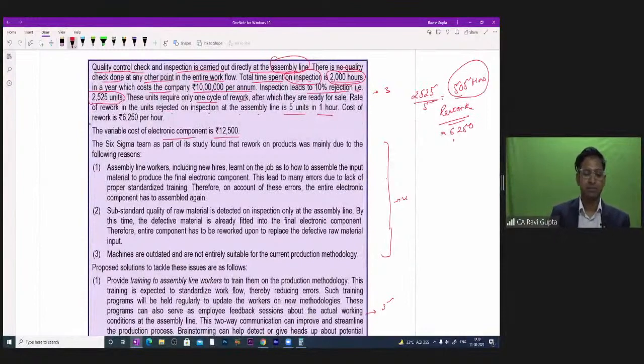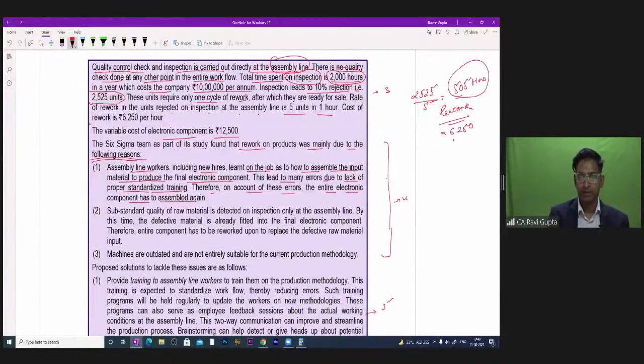The Six Sigma team, as a part of its study, found that rework on product was mainly due to the following reasons. What are those reasons? Let's see. Assembly line workers, including new hires, learned on the job as to how to assemble the input material to produce the final electronic components. This led to many errors due to lack of proper standardized training. Therefore, on account of these errors, the entire electronic component has to be assembled again.